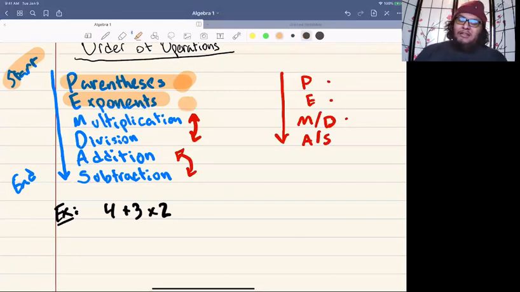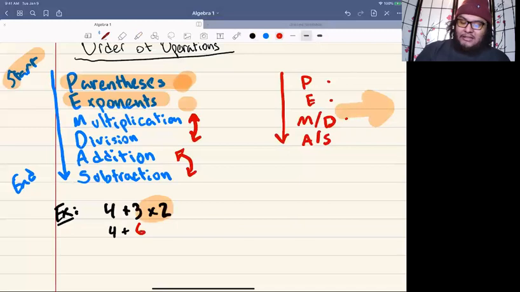Then we can do either multiplication or division, but we have to read our problem from left to right. We have some multiplication here, so we take care of the multiplication first. We keep the 4 because we're not worrying about the addition yet. What does 3 times 2 equal? That equals 6. Is there any division in this problem? No, so we can skip that.